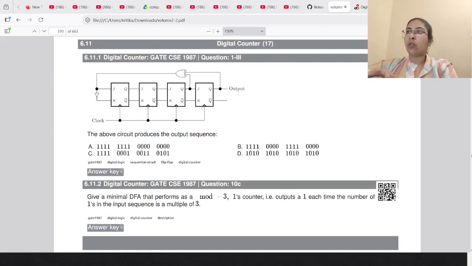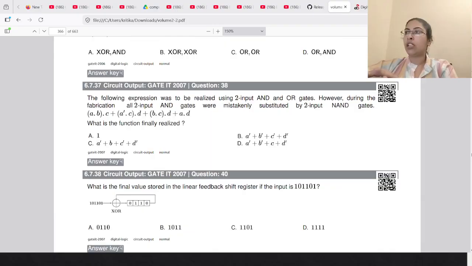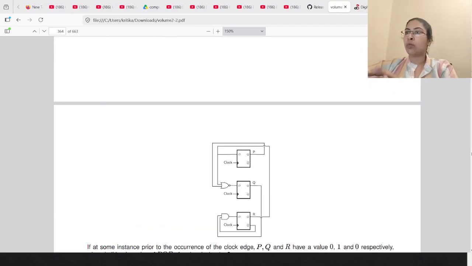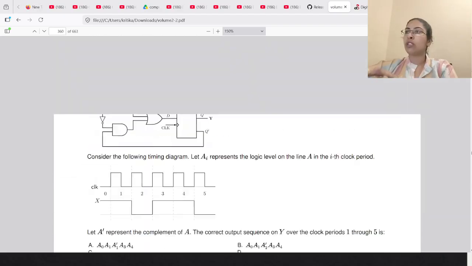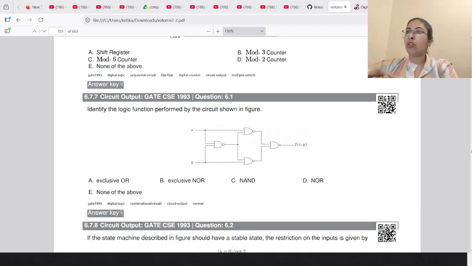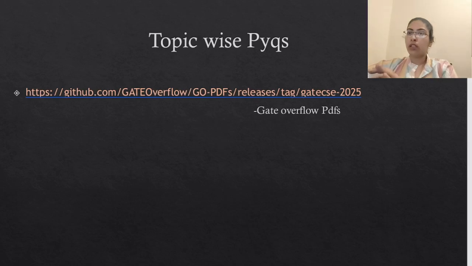So this way, now go to the next topic and solve it. Multiplexer, solve all the digital circuit output questions. All the questions you can solve from this book. Solve all the questions topic by topic from this book. This was about the topic-wise PYQs.